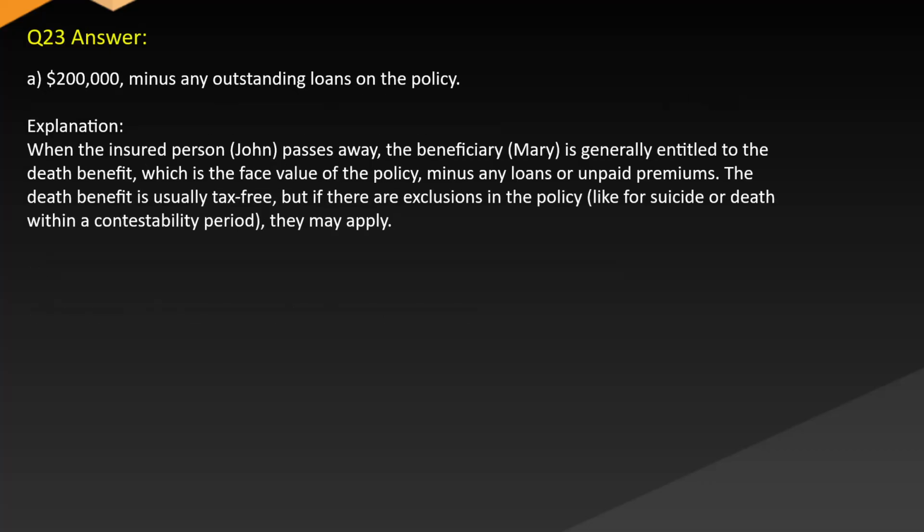Answer: A. $200,000 minus any outstanding loans on the policy. Explanation: when the insured person, John, passes away, the beneficiary, Mary, is generally entitled to the death benefit, which is the face value of the policy minus any loans or unpaid premiums. The death benefit is usually tax-free, but if there are exclusions in the policy, like for suicide or death within a contestability period, they may apply.